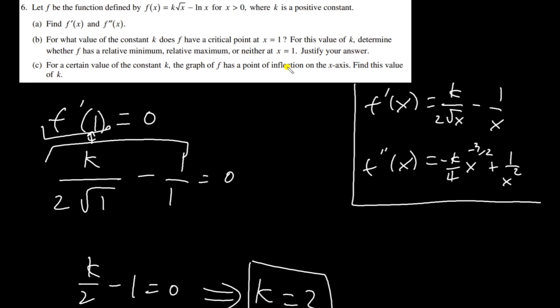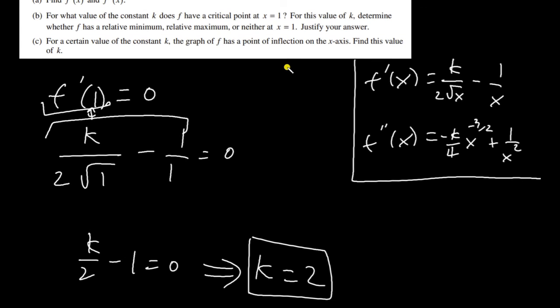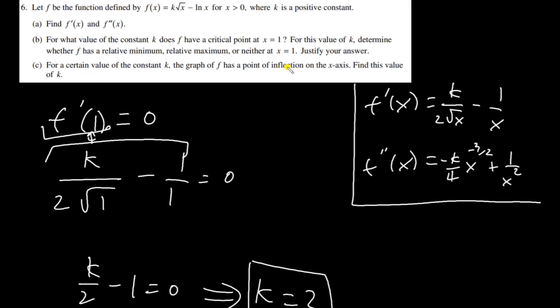Okay, so they asked us to justify our answer. We justified it using the second derivative test. So this was a, let's see here, this was a 4-point question. 1 point for setting f prime of 1 equal to 0. 1 point for getting the right k value. 1 point for stating that f has a relative minimum at x equals 1. And another point for the justification by the second derivative test.